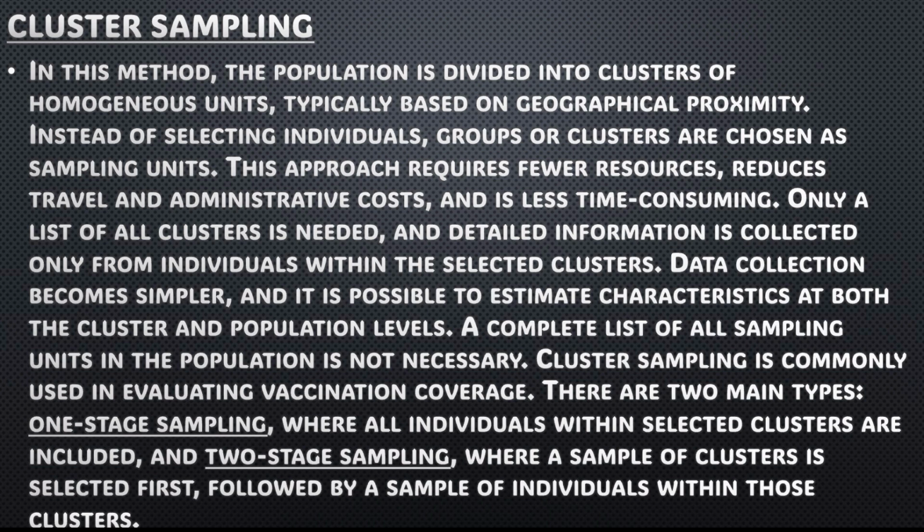This is an example of two-stage sampling, because not all the children or all the individuals in the cluster villages are chosen for the study. Only selected individuals, which is 7 children, are chosen among the 30 chosen clusters. So this is an example of the two-stage cluster sampling method.